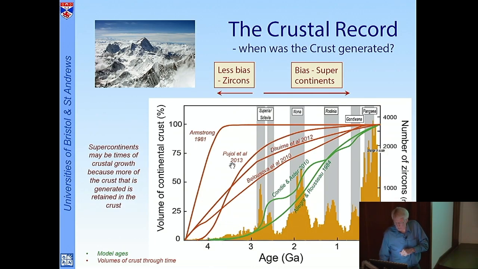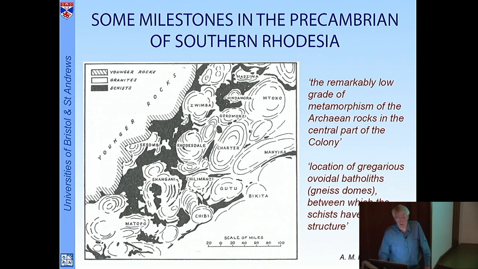And Belousova et al. and Dhuime et al. use zircons, Pujol et al. use argon trapped in quartz, and Armstrong simply speculated way back in 1981 that if the Earth was hot in the beginning, you'd have made lots of magma and you had lots of crust. But that was hard to test. But the red curves are all curves independent of the distribution of rocks of different age at the present day. And we'll come back to them. But let's then move to regional studies and see where those take us, and then get back to the big scale by the end of the talk.